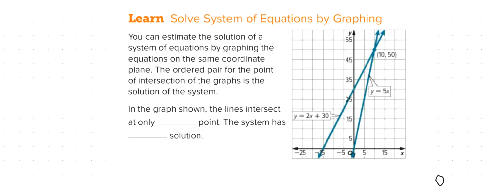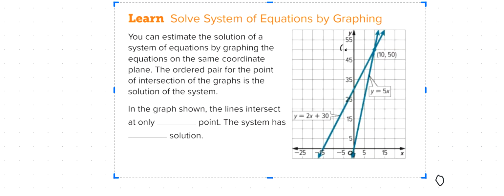It says the ordered pair for the point of intersection of the graph is the solution of the system. So wherever you see that the two lines intersect, that's where the solution is. If you see these ones, they intersect at x equals 10. We go right here, which is 10, and right here, which is 50.